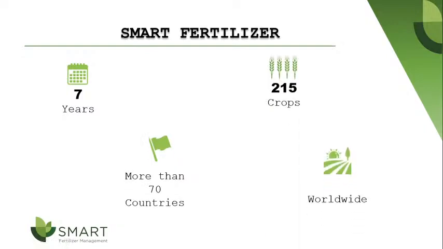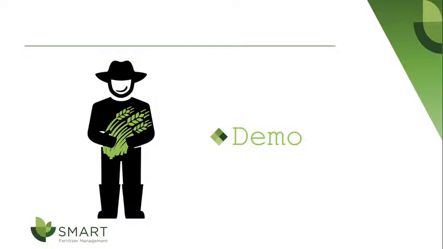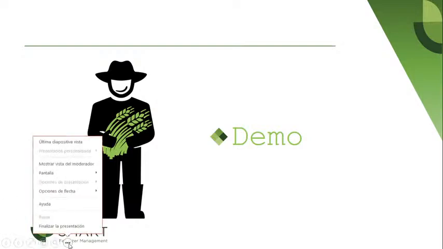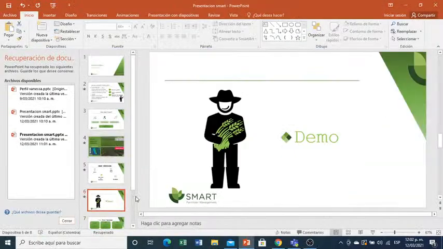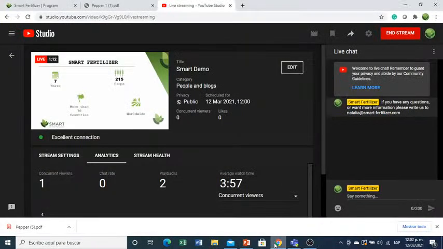So we have been working for 7 years with farmers, agronomists, students, and everyone who wants to have their own fertilization plans. We have 215 crops in our database with all the information, nutritional requirements, and phenological stage, and right now we are in more than 70 countries, but our software works worldwide. So now I just want to show you the demo, how to use the software.